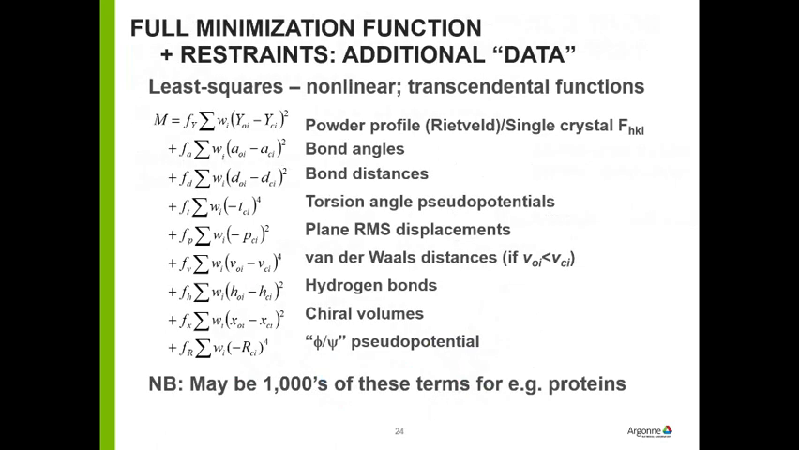And the whole function then looks something like this with all these restraints. So you have the diffraction data here. You then add in a collection of bond angles that you know, bond distances, torsion angles, represented as pseudopotentials in GSAS-II, the flatness of planes, non-bonding distances, say van der Waals contact distances. If they're too close, push them apart. What are hydrogen bonds? Chiral volumes: is this particular carbon atom right or left-handed, and you can say that, and so forth. And there could be thousands of these things in a protein.